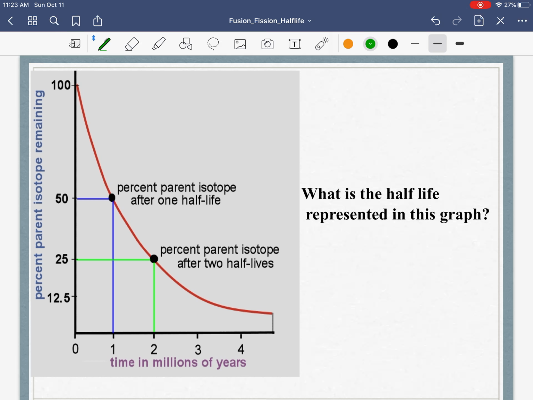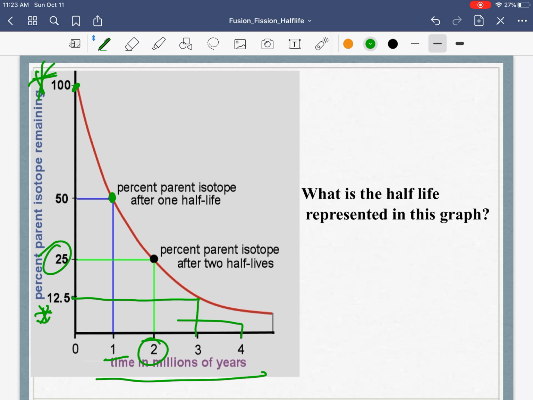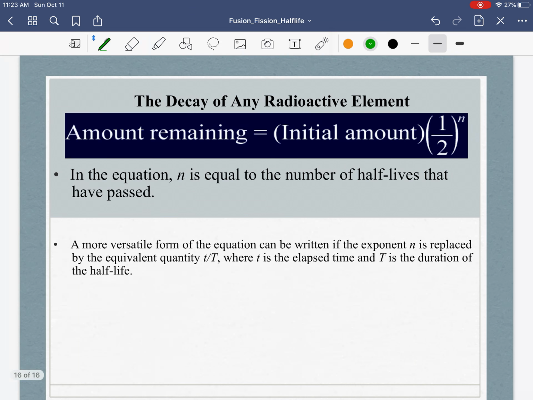You'll get a chart like this for some problems, and you should be able to read it. On this side, it's always going to tell you the percent that's remaining. And then down at the bottom, it's usually either going to tell you time or the number of half-lives that have happened. So here before we even start, we're at 100%. By one half-life, we are at 50%. By 2, you're at 25%. When you get to 3 half-lives, you should be at 12.5%, and then 4 is going to be 6.625. So it's just going to keep getting smaller and smaller by half.